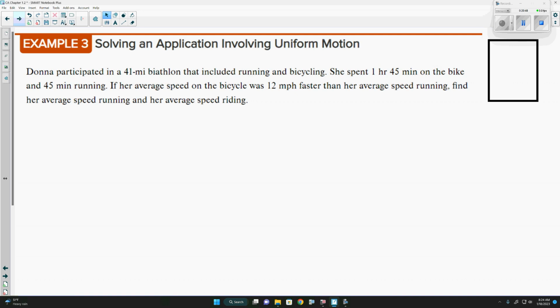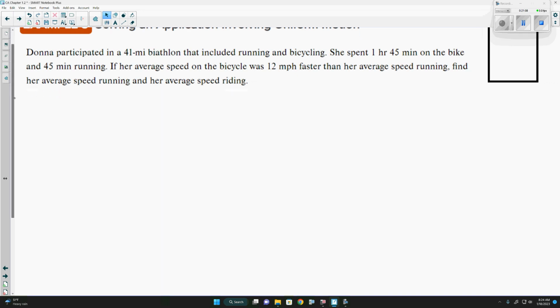Donna participated in a 40-mile biathlon that included running and bicycling. She spent 1 hour and 45 minutes on the bike and 45 minutes running. If her average speed on the bicycle is 12 miles faster than her average speed running, find her average speed running and her average speed riding. Okay. So we do have a bunch of information here, yes? But we do have two categories. We have running and biking, yes? Well, let's set up a table.